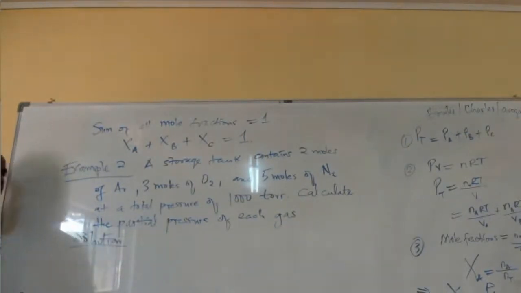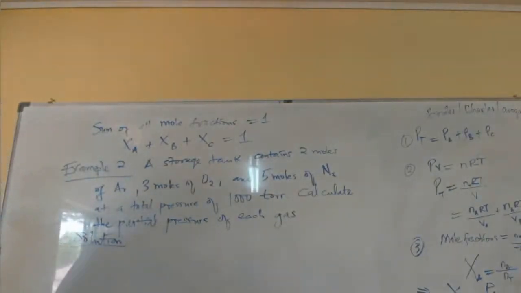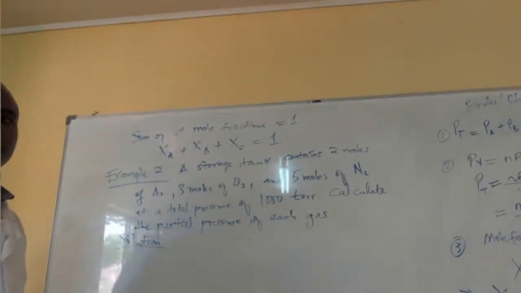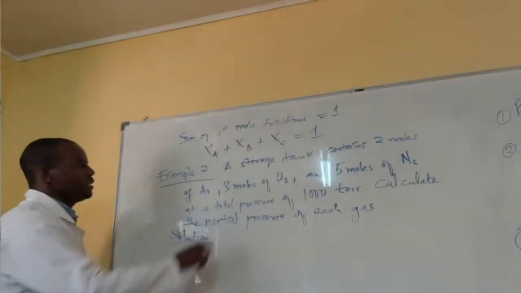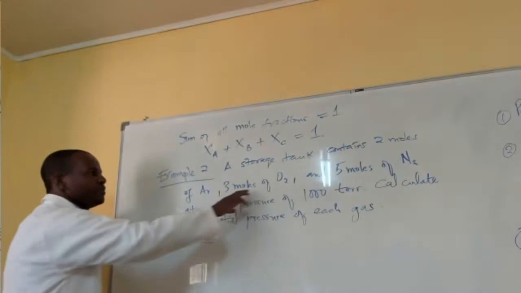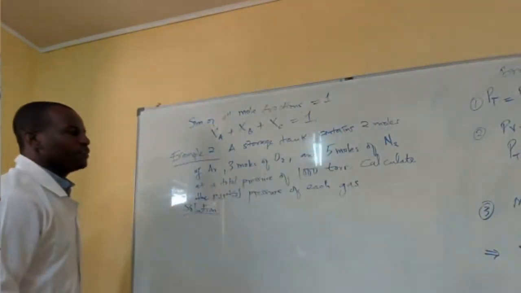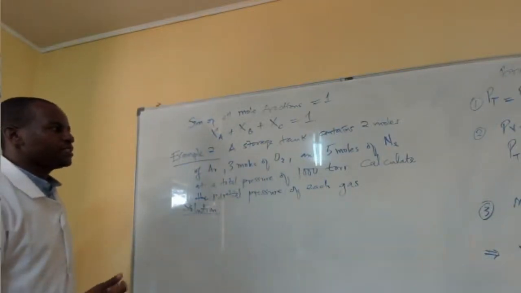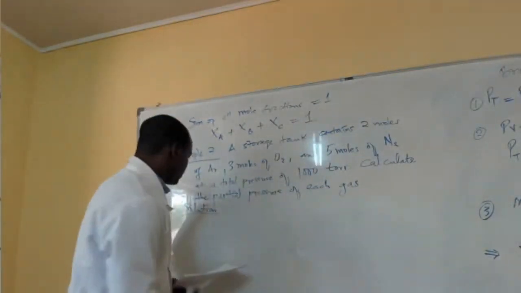been given certain things in the question, and those are the things that we need to use. So it's very easy to do that. Within the question here, our life has been made very easy because we've been given already the number of moles of each gas. Therefore, what we just need to do is to get the mole fraction of each gas and then use the total pressure to calculate for each one of them.